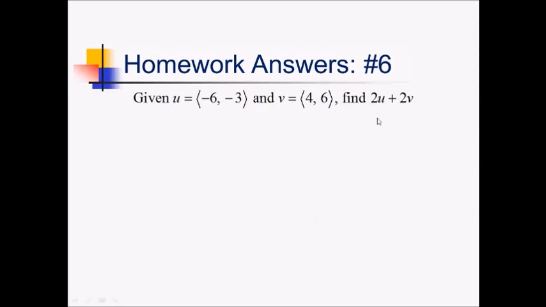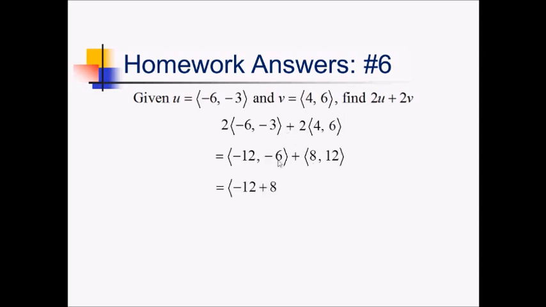For this problem, to do 2u plus 2v, I'm going to replace these variables with the component forms. So I'm going to write 2 times -6, comma, -3, plus 2 times 4, comma, 6. Now let's do a little PEMDAS. We're going to distribute first, and then we'll add the vectors together. So distributing these 2's, we've got -12, comma, -6, plus distributing the 2 over here, this is going to be 8, comma, 12. Let me just add the x's and the y's separately now. So we have -12 plus 8 and -6 plus 12, giving us a final answer of -4, comma, 6.